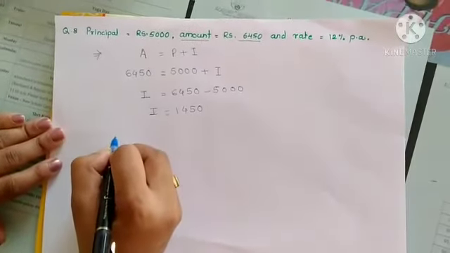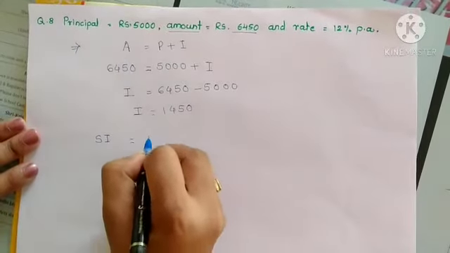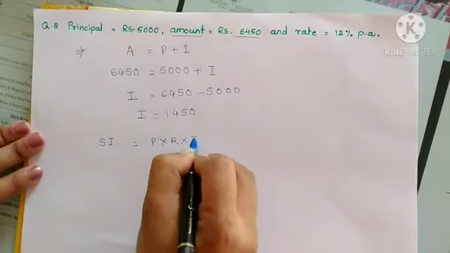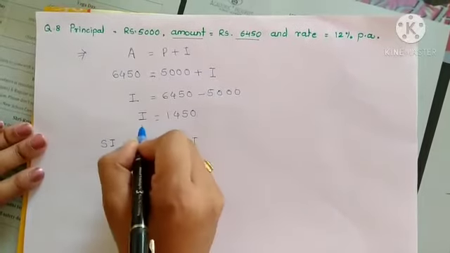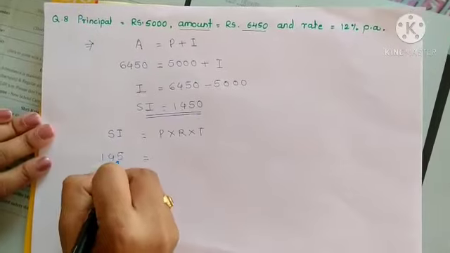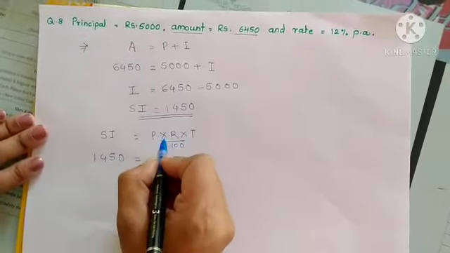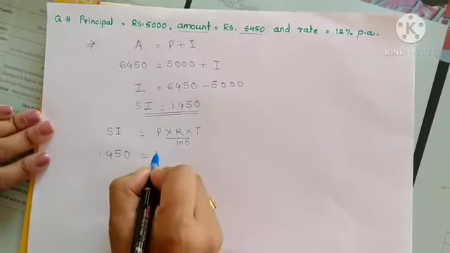So I'm going to write SI is equal to P into R into T. So how much is SI? SI is 1450. P into R into T. P is 5,000.